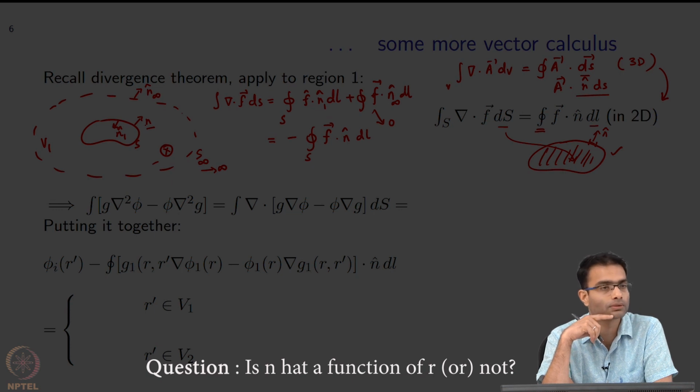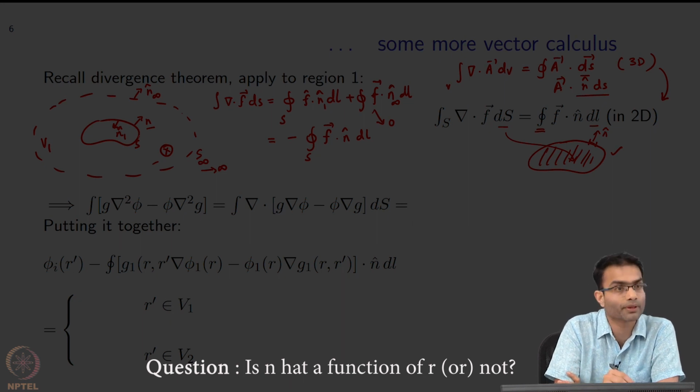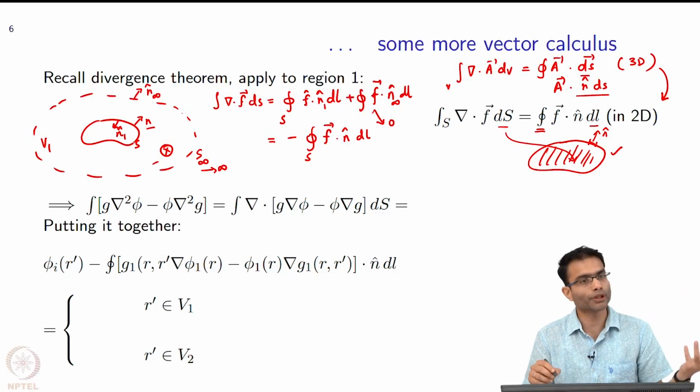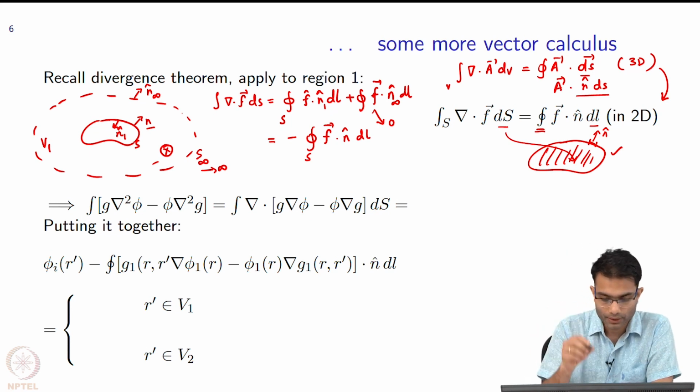And others 0. So n hat, remember this integral is a contour integral, it is evaluated only on the boundary, it is not evaluated in a volume, right. So it comes into picture only on the boundary where a normal has been defined. Okay. So, we will make use of this.